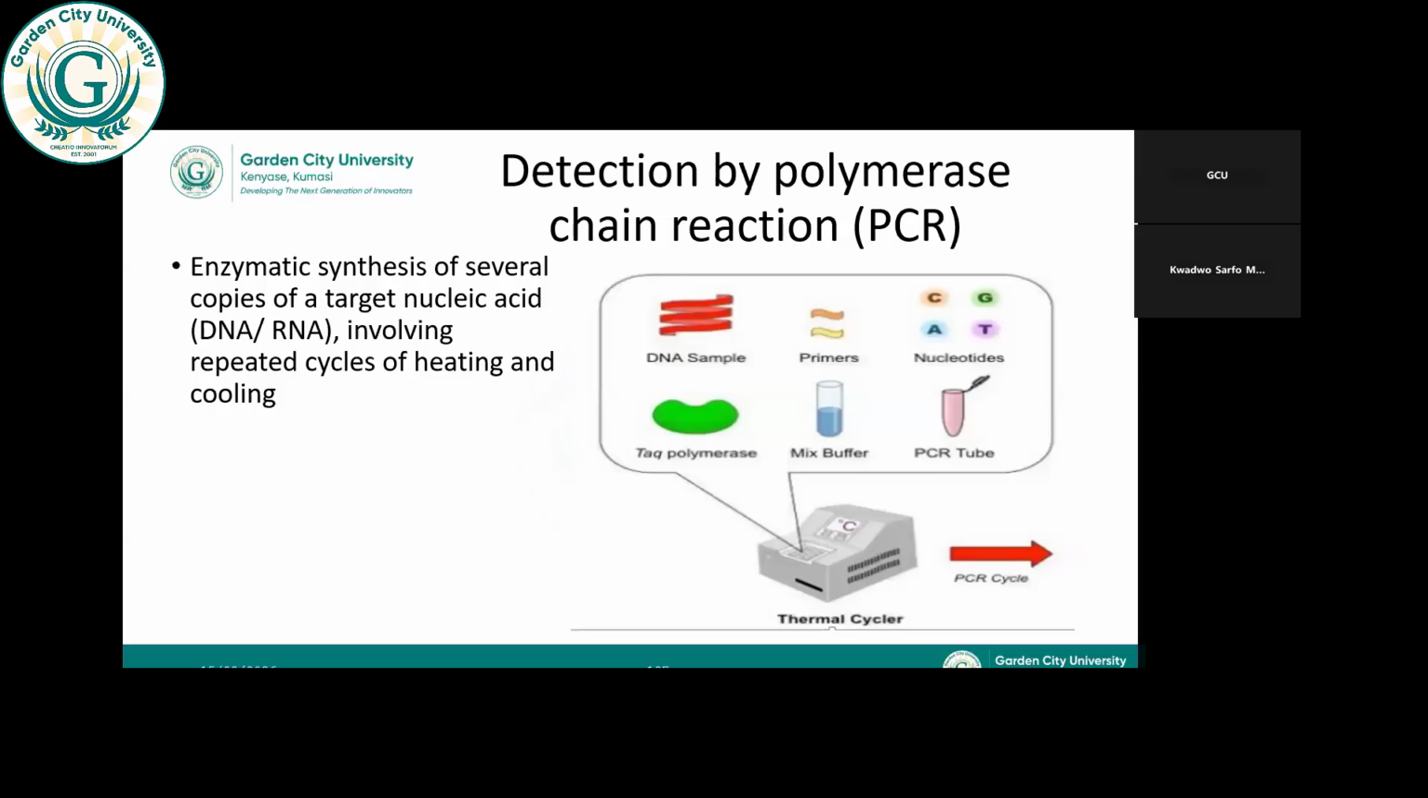And polymerase, that means it's an enzymatic activity that requires heating and cooling steps of the target DNA. And then the polymerase enzyme will add what you call nucleotides, the building blocks of DNA. And then you have several copies of the DNA or the target viral RNA or DNA amplified.